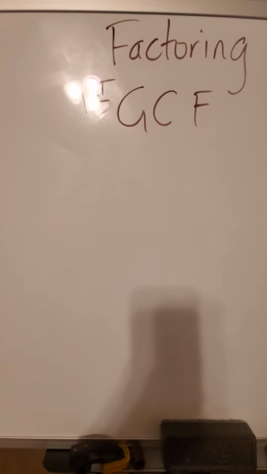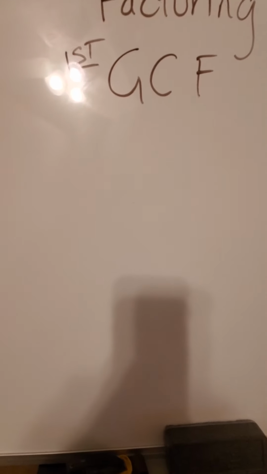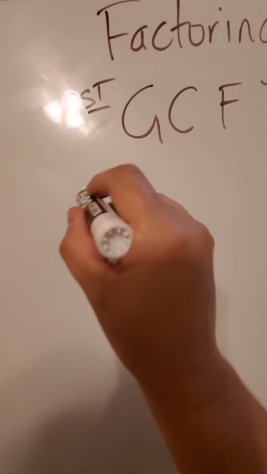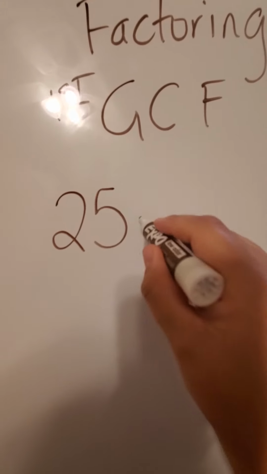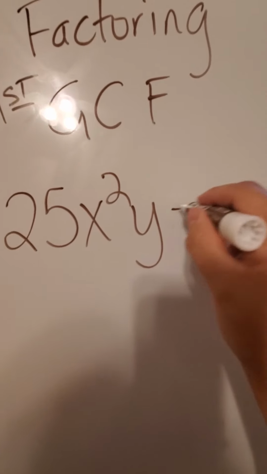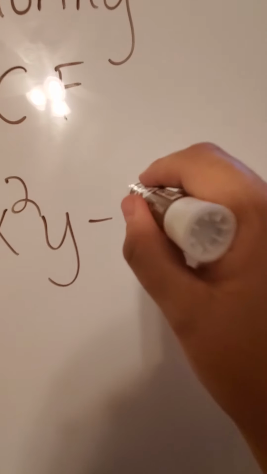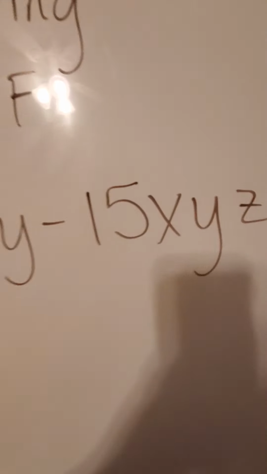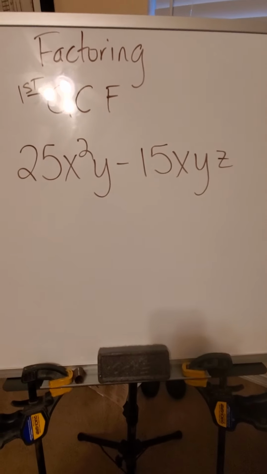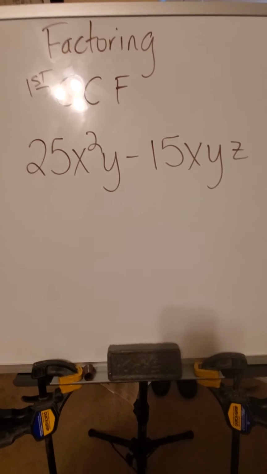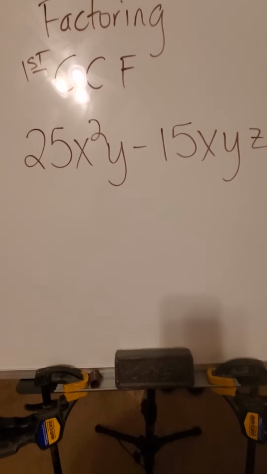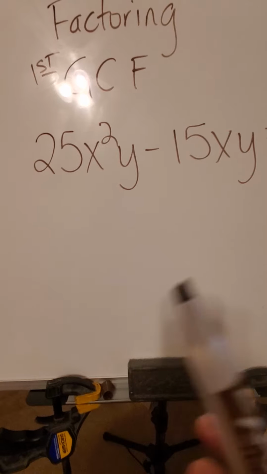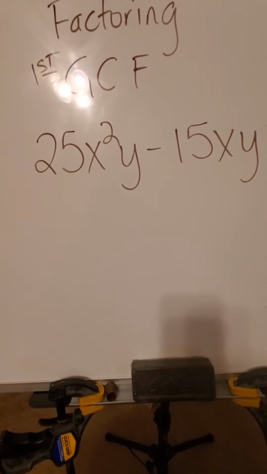All right, so factoring, GCF. Let's say, I'm just going to make up something crazy. Don't worry, we're just practicing GCF right now. 25x squared y minus 15xyz. Now, if GCF doesn't make sense to you, some people can see it and pull it out, bam, like that. But what I have them do is rewrite it in smaller numbers and smaller letters, and write it out.